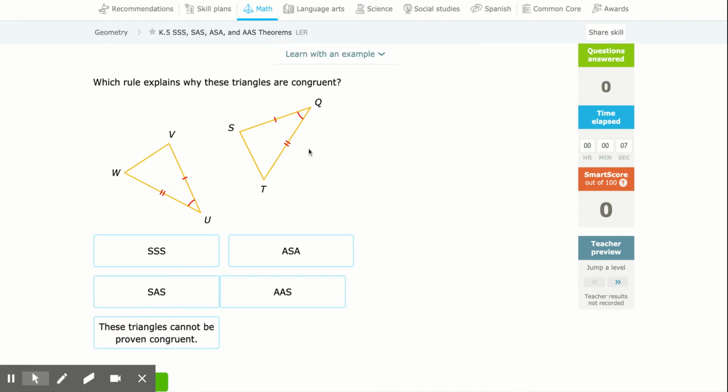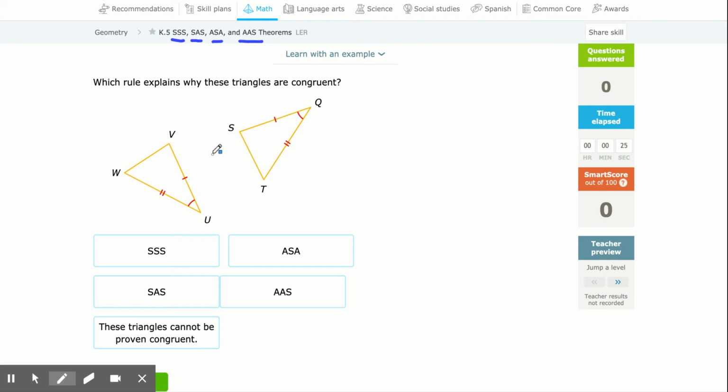But it doesn't really matter if you go clockwise or counterclockwise. In fact, you can go clockwise on one triangle and counterclockwise on the other. What matters is that you follow the order and you don't skip over anything. So again, I'm going to look for one of these three.